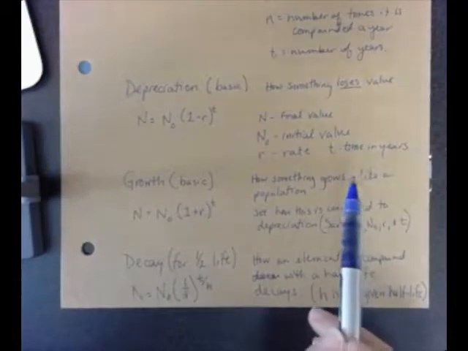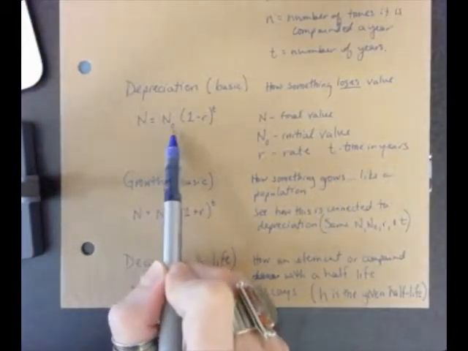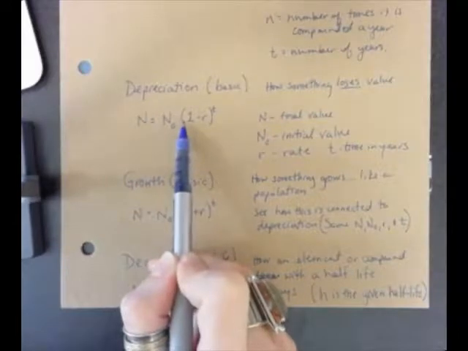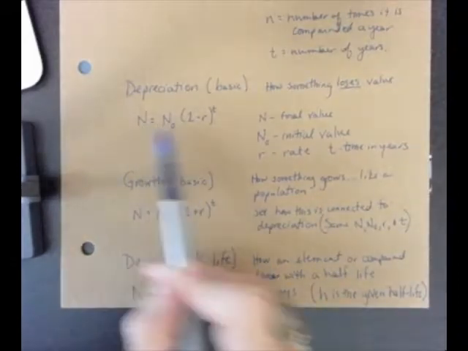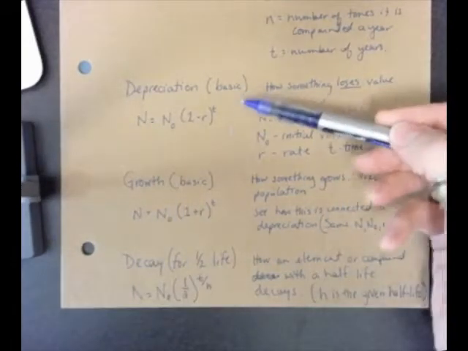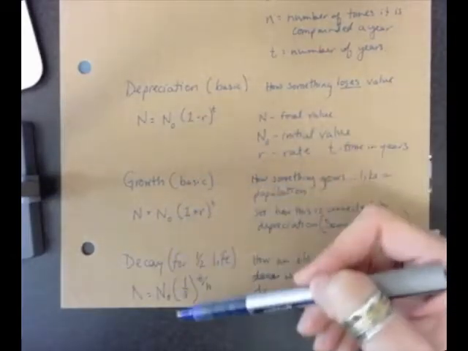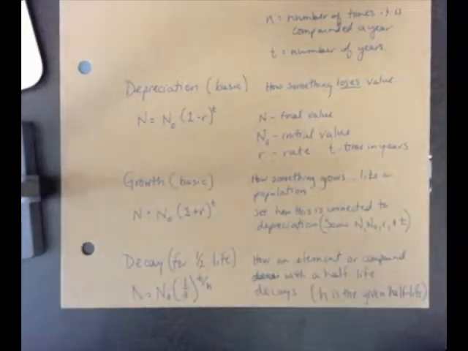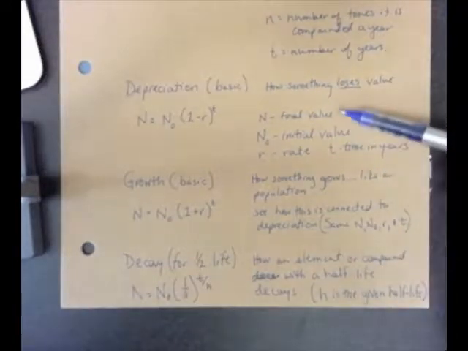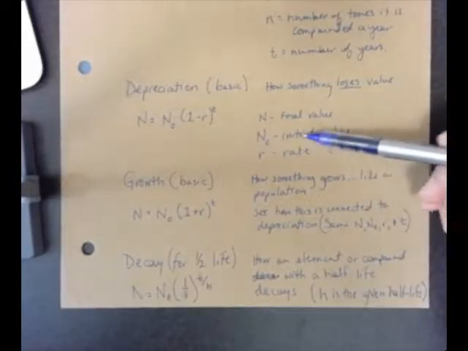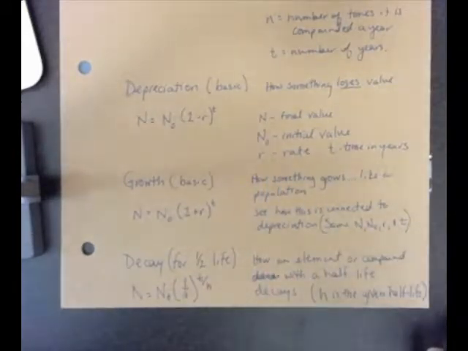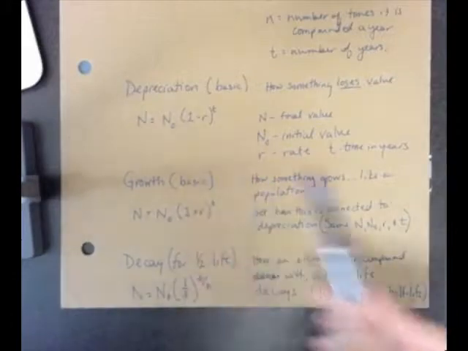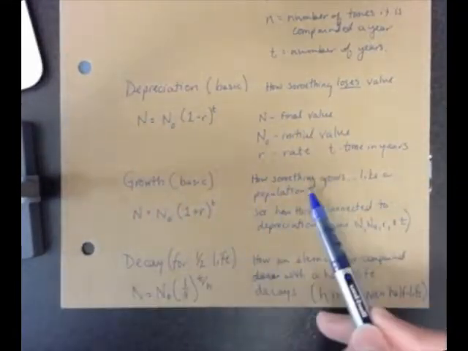So what this means, N equals N sub 0 times 1 minus r, which is the rate, to the t, which is the time in years. And what is the N and the N sub 0? I want you to be really comfortable with that, because as you look down, you can see these in all three of these new formulas. The N in this case for depreciation is the final value. The N sub 0 is the initial value, or the original value, which is why it's called N sub 0. This is basically like with a car or something that we paid for that loses its value as it gets older.